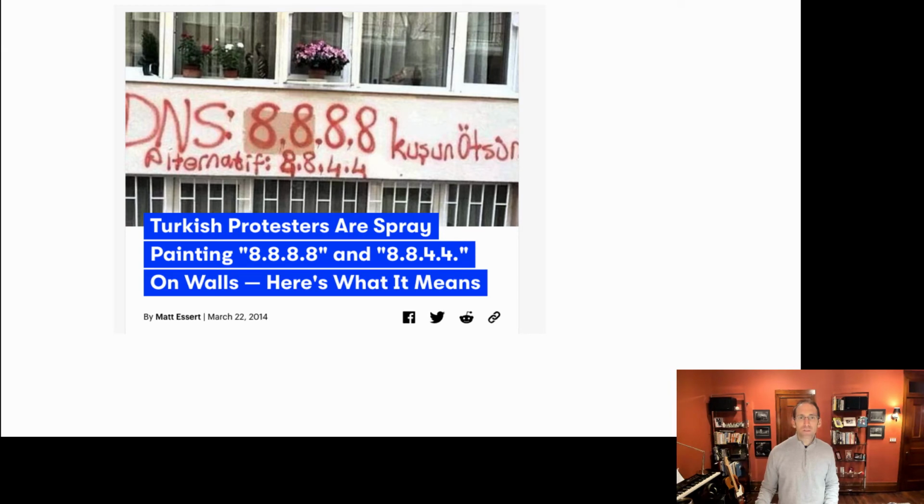Countries have used DNS manipulation to implement censorship on a widespread scale. Here's an example of protesters in Turkey who observed DNS manipulation occurring in their country's ISPs and spray painted IP addresses of the Google DNS local recursive resolvers for other people to use, because the assertion was that those local resolvers operated by Google were not performing manipulation of responses, whereas the DNS resolvers of the Turkish ISPs were manipulating and censoring DNS queries and their results.